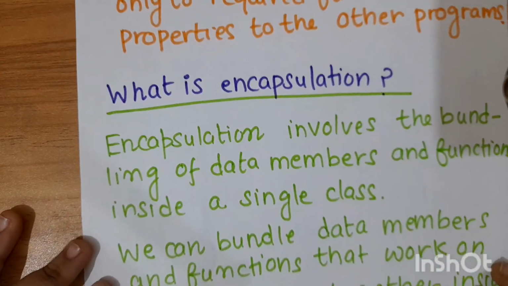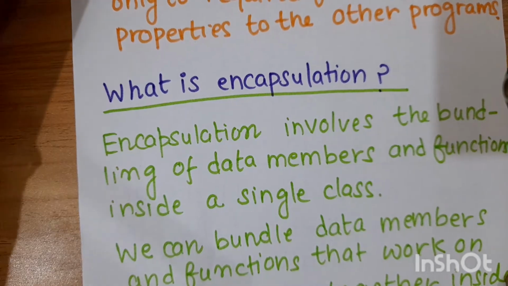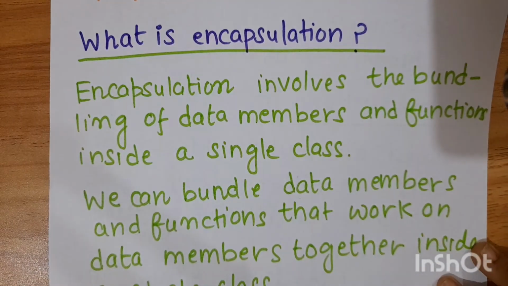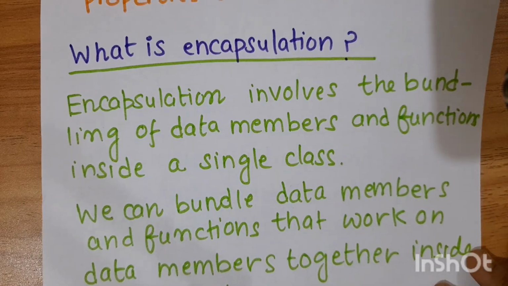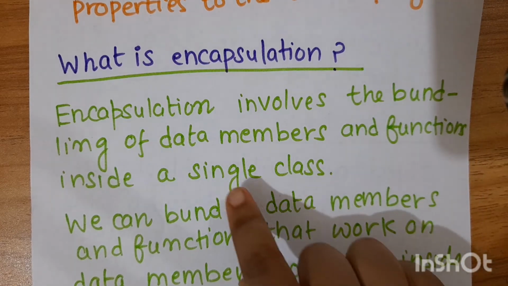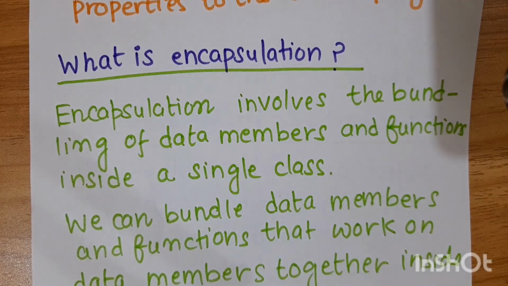Now, what is encapsulation? Encapsulation involves bundling of the data members and functions inside a single class. Bundling means putting together. Certain functions are there and certain attributes are there. The functions are using those particular attributes. So I will bundle them together because the function will require these attributes. Bundling means putting them together.